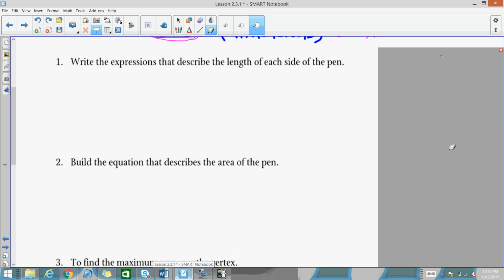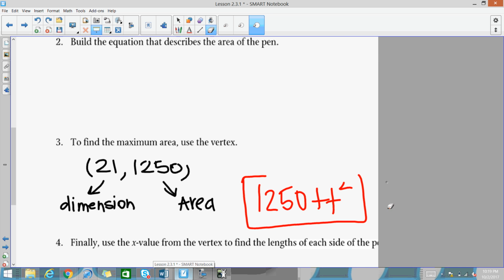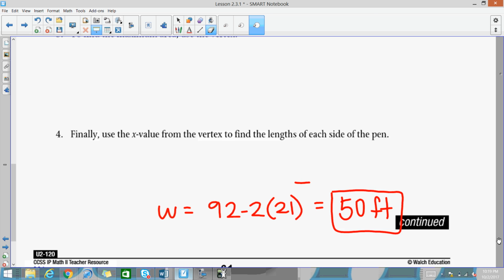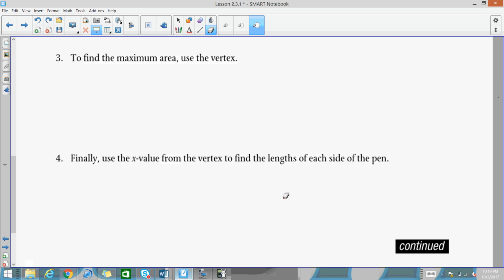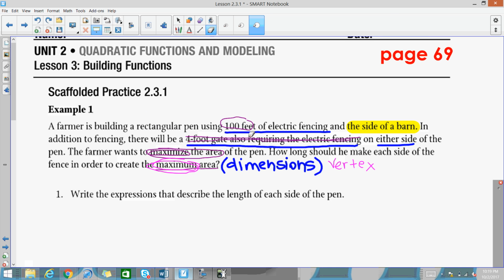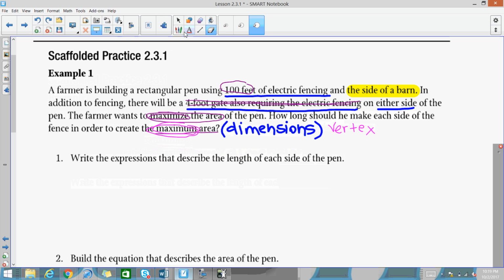Where am I at here? Okay, ready? I'm going to make this easier on us all. We're not going to worry about the 4 feet of gate. So here we go. Ready?